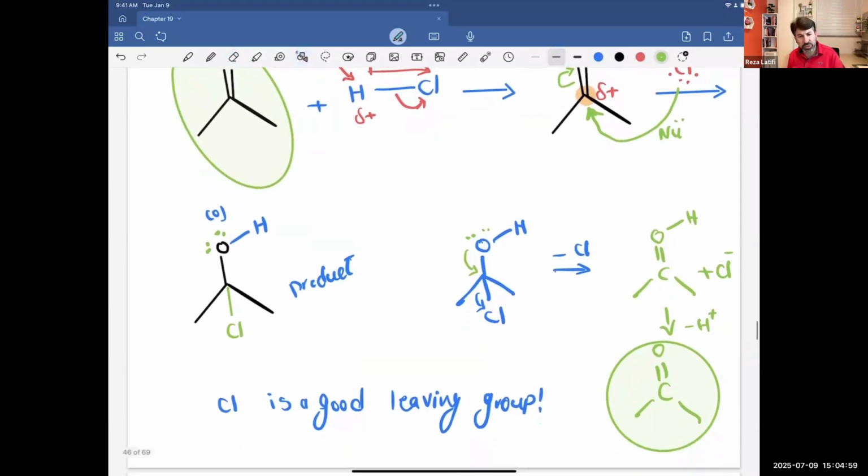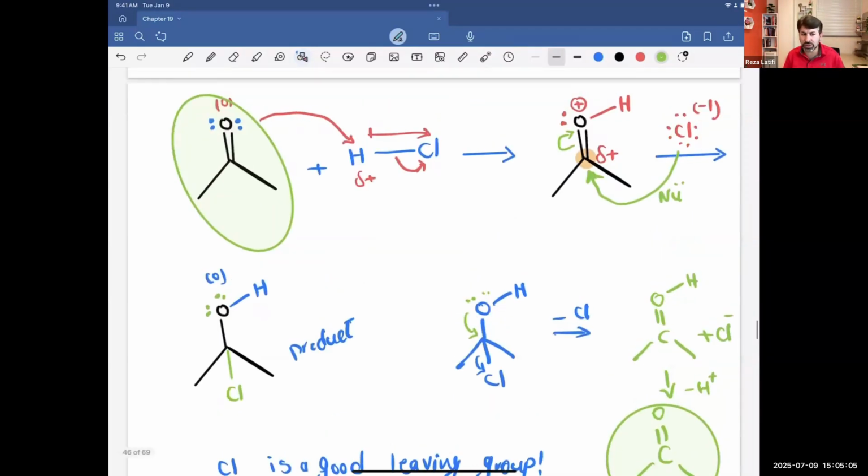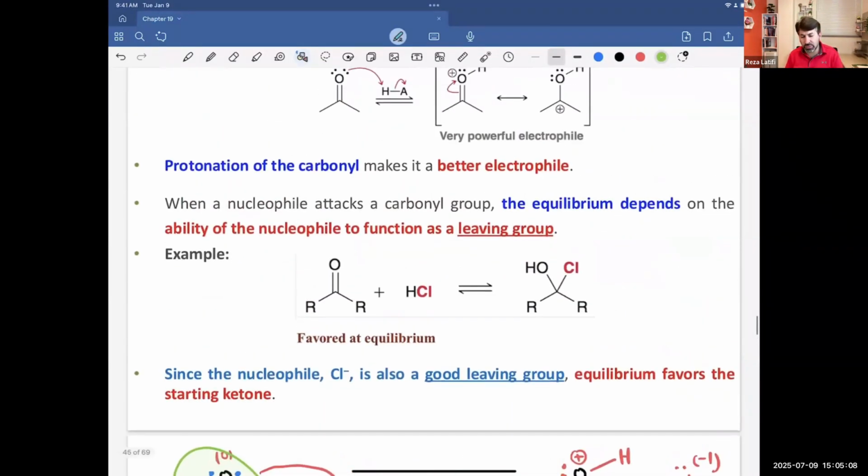So in the presence of a good leaving group, the reaction maybe will go back and it will favor the starting compound. So I'm going to say this: if your leaving group is a really good leaving group, the reaction will go backward and it will favor the ketone instead of the final product. And this one will be the dominant species inside the solution.